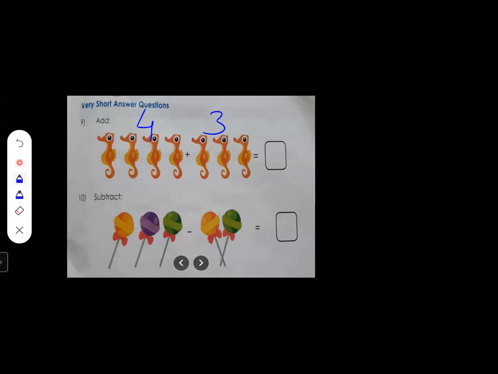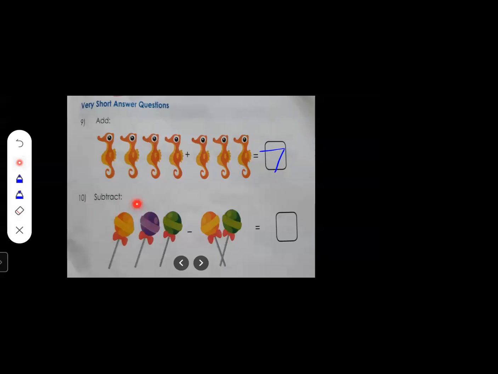Now 4 plus 3, what is the answer? After 4, you are going to count 3 fingers. So after 4, start counting 3 fingers. 5, 6, 7. So what will be the answer? 4 plus 3 is equal to 7. So here we are writing number 7 in the box.